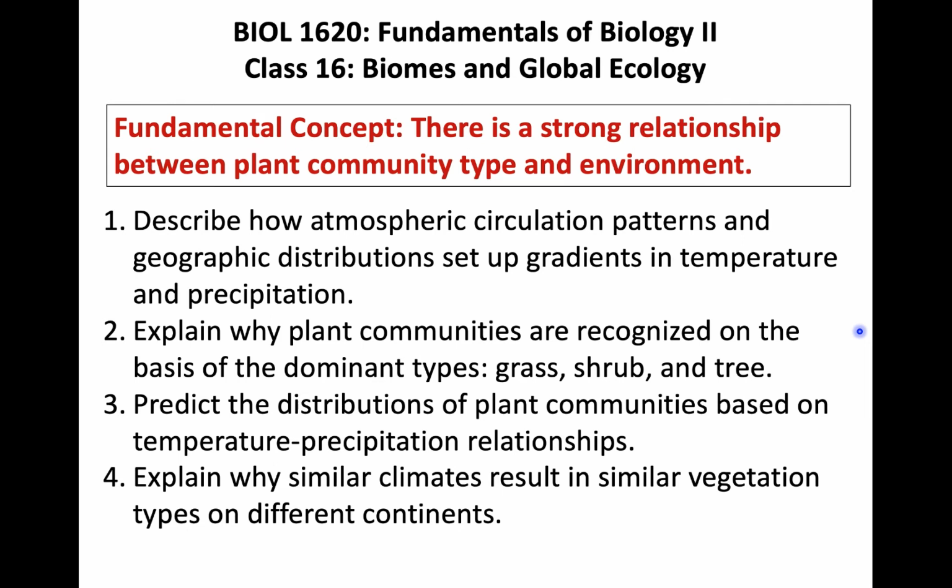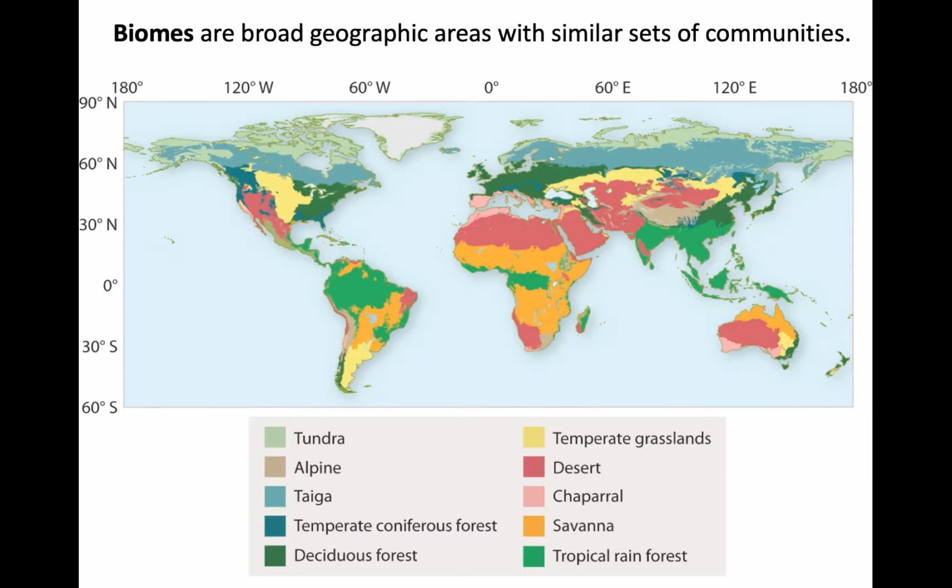All right, let's jump right into the topic for today, which is biomes and global ecology. A biome is a broad geographic area with similar sets of communities, and a big theme of today's topic is that biomes in different parts of the world have strong similarities to each other. That's why we call them biomes. For example, a desert in North America and a desert in Asia are going to have strong similarities, which is why we call a desert a thing. A deciduous forest in North America and a deciduous forest in Europe have a lot of similarities. And so let's think about why that is.